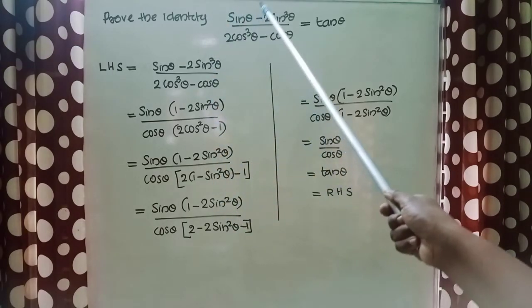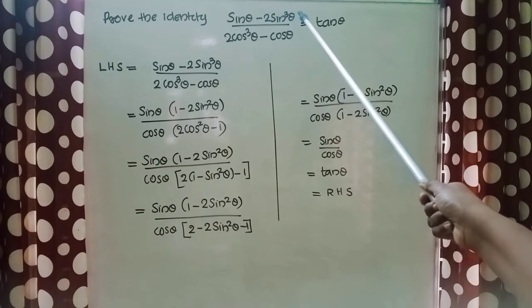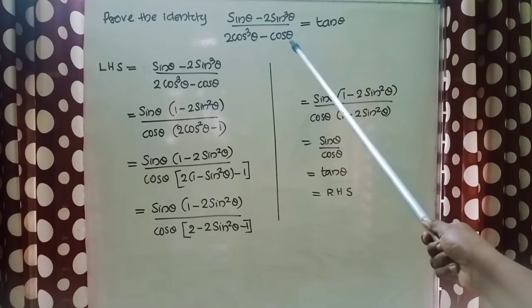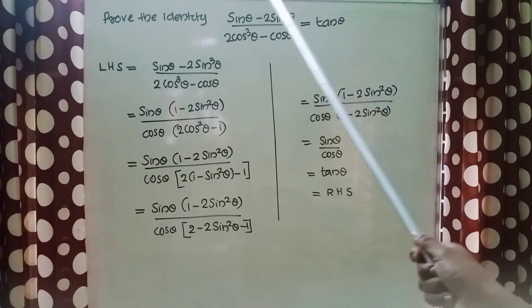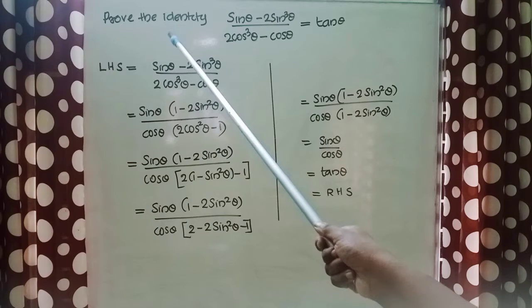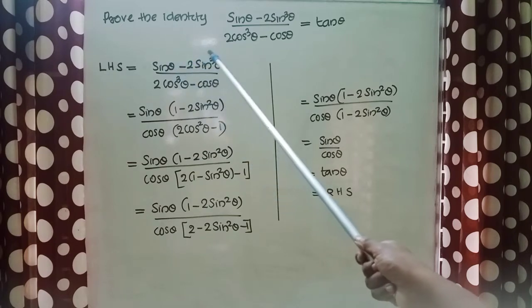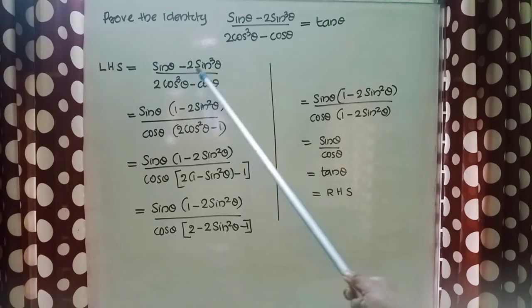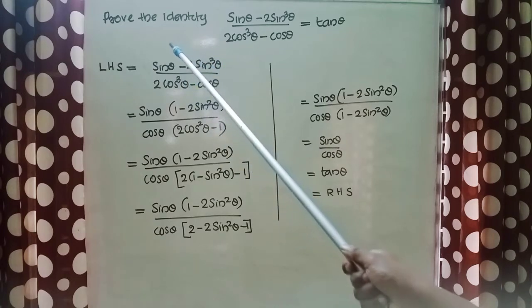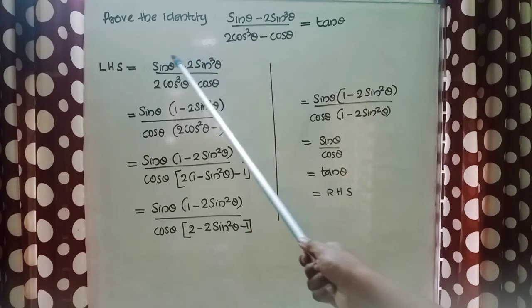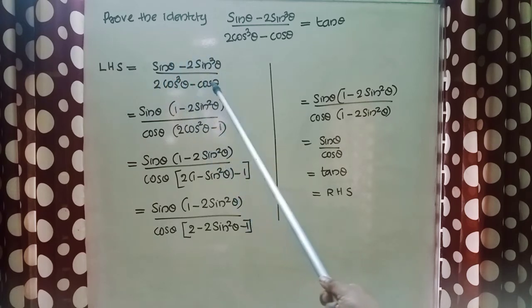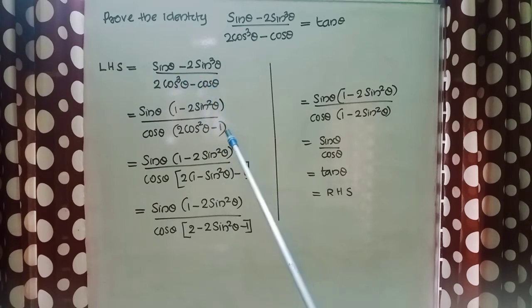Prove (sin theta minus 2 sin cube theta) by (2 cos cube theta minus cos theta) equal to tan theta. Consider the LHS: (sin theta minus 2 sin cube theta) by (2 cos cube theta minus cos theta). See the numerator, sin theta is common, and in the denominator cos theta is common. Let us take it outside the bracket.